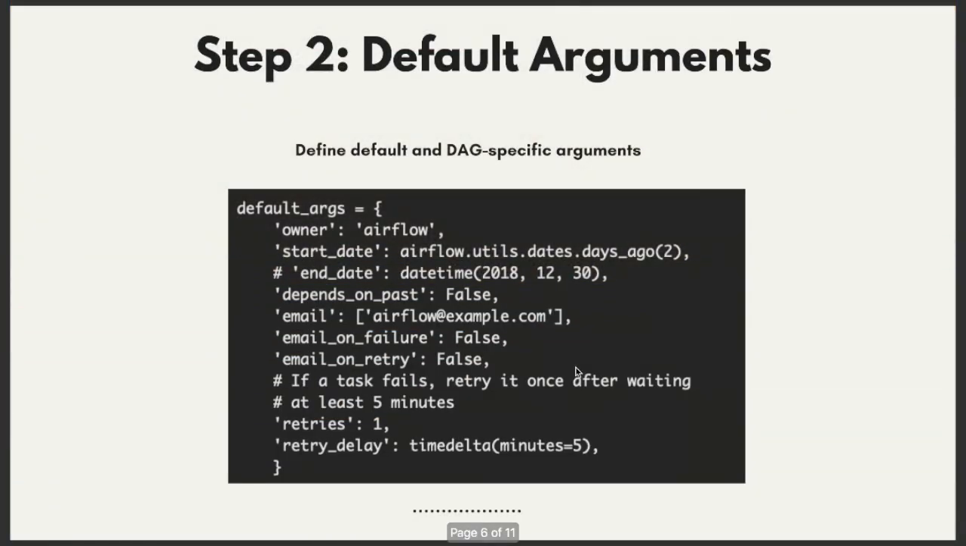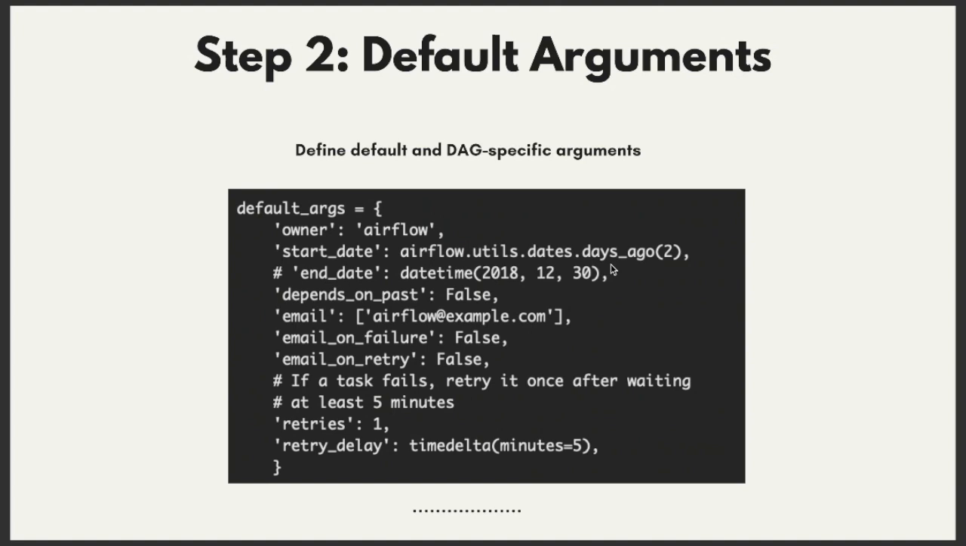The second step is passing the default arguments. The default argument is passed so that DAG can create a structure for it to be working in a consecutive manner and letting it know when it should pass and when it should fail. In the second line, the owner is given as Airflow. The start date of the program is given as 2 days ago. I've commented the end date such that it doesn't end on any particular time.